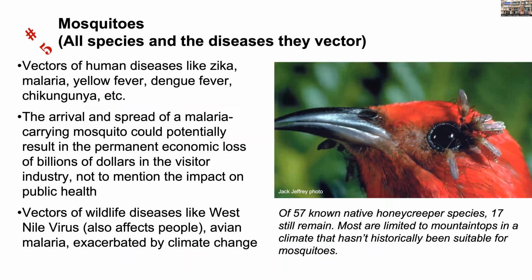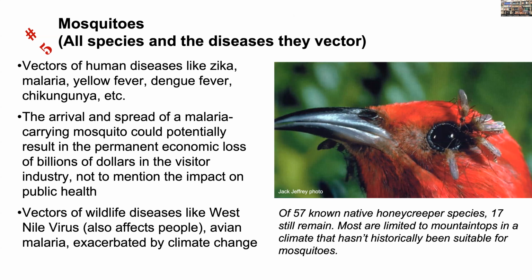So mosquitoes and all of the diseases they vector. We know about the mosquitoes that came in. They're carrying bird malaria and other diseases. As the climate warms, we're seeing bird habitat now at the very tops of the mountains, because these species of mosquitoes don't breed up there in that climate. Because the climate is changing, it is warming, it is becoming more available to mosquitoes. And so the birds are losing their habitat because the mosquitoes are now able to transmit this disease.